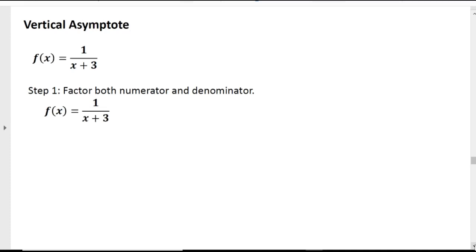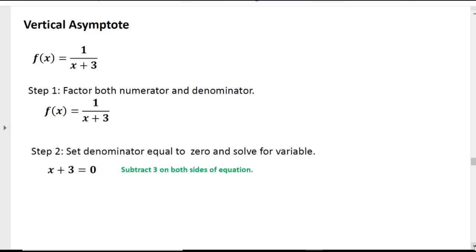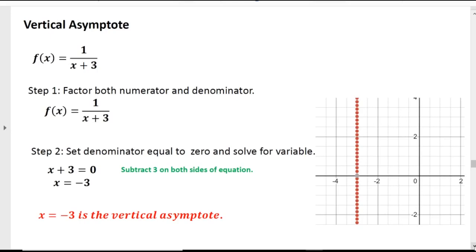So here, your numerator and denominator are both factored already. So we set our denominator equal to 0. Set the denominator equal to 0 and solve for x. So x plus 3 gives a vertical asymptote, which if we were to graph it is a vertical line at x equals negative 3, but we use a dotted line, a dashed line.